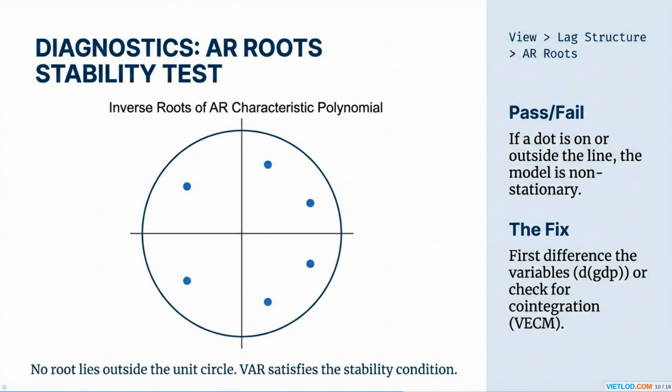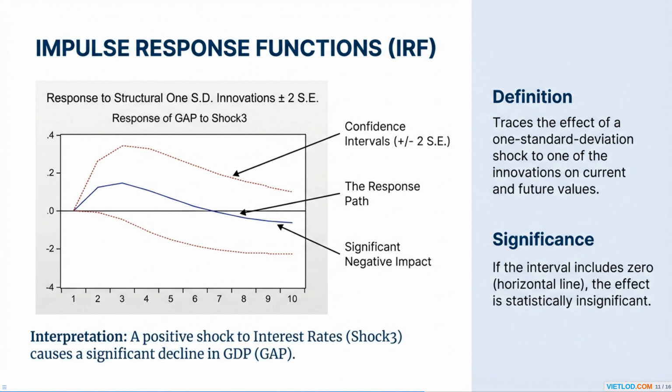If even one dot is on or outside the unit circle, the model fails this test, signifying that it is non-stationary or unstable. The fix for a failed stability test typically involves re-evaluating the stationarity of your variables, potentially by first differencing them, as in dGDP, or by checking for co-integration and then using a vector error correction model, or VECM, instead of a standard VAR.